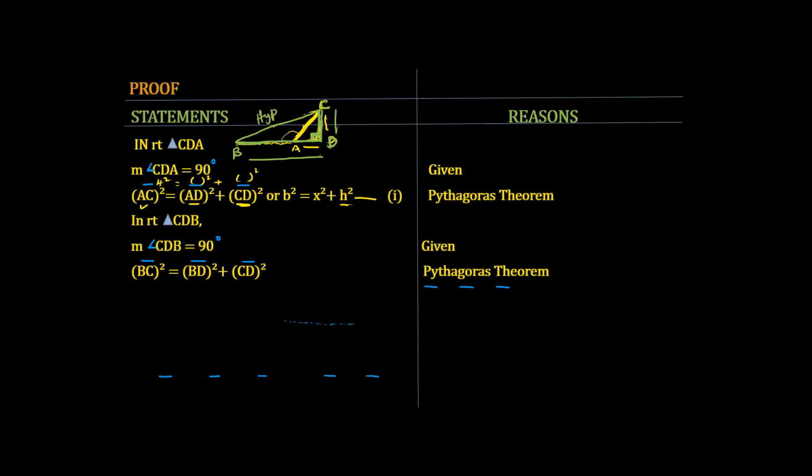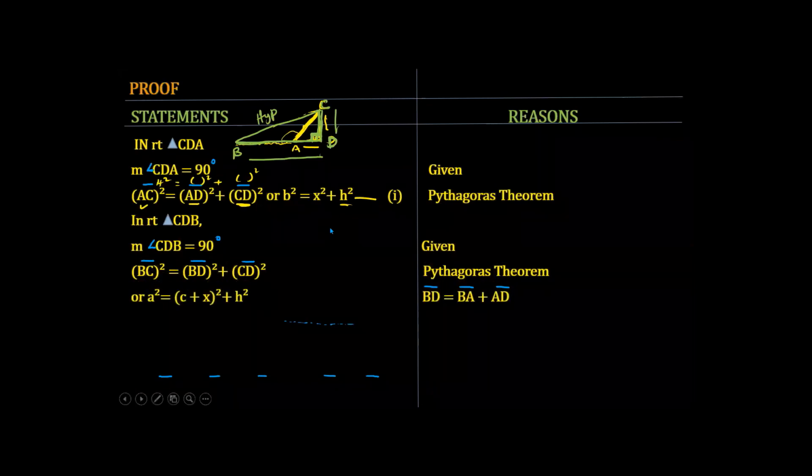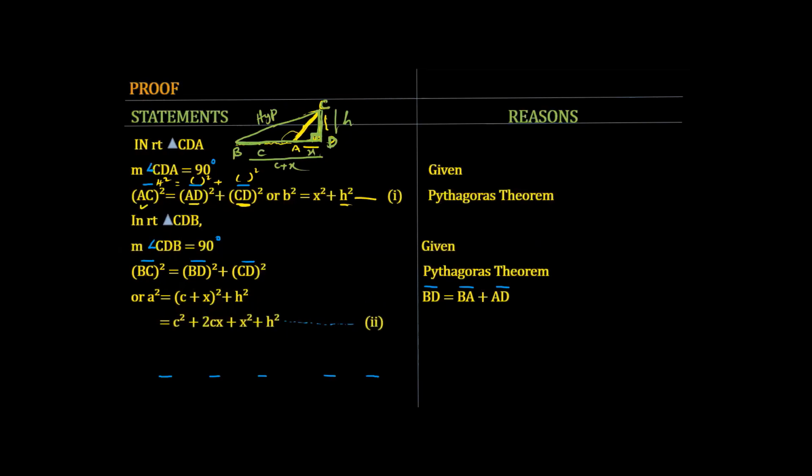So we can write A instead of BC, C plus X. Look, this is C, this is C, and this is X. The whole thing is C plus X, right? So we will write C plus X instead of BD and H instead of CD. This is H. Okay. Now, this is equation number 2. We will simplify: A plus B whole square, A square plus 2AB plus B square, and H square as it is.